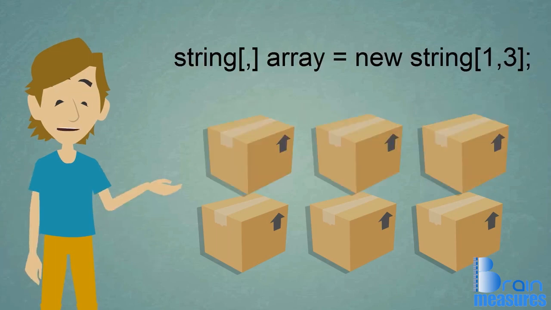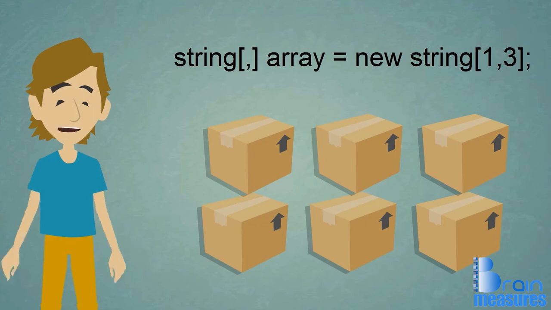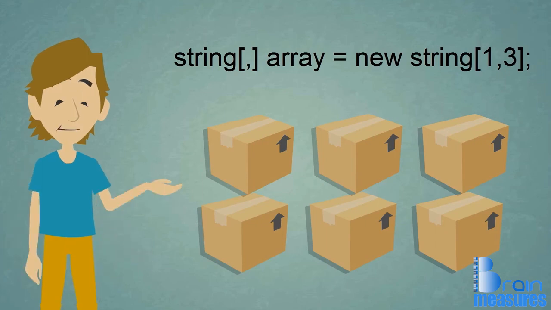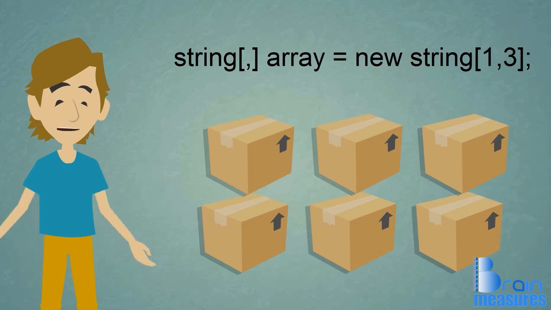As you can see, I have added the comma to the first bracket and the 2 numbers to the second bracket. So we now have an array that has 2 rows and 3 boxes. This makes it hold 6 boxes in total.